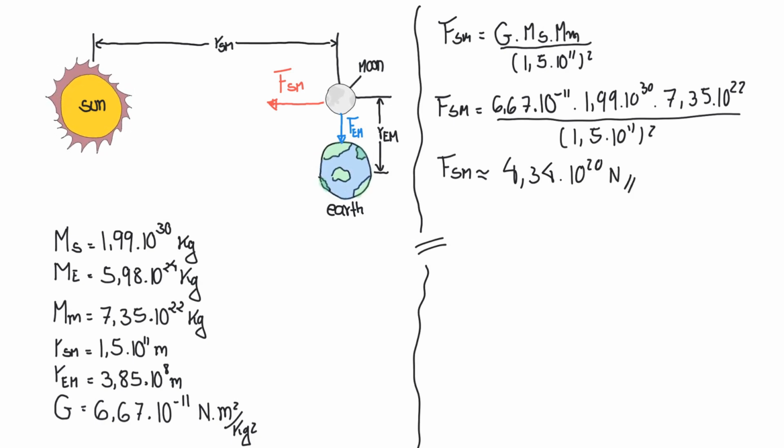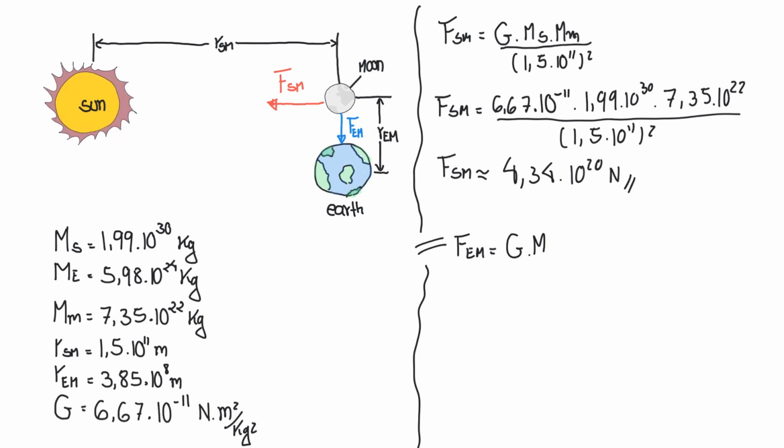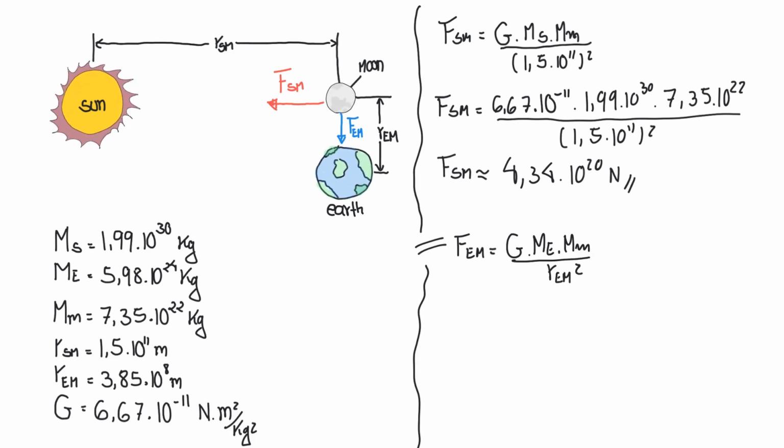Now we proceed to calculate the magnitude of the gravitational force exerted on the moon by the Earth. We do so by calculating Fem. It's very similar to what we had just done. The only thing that changes is that now we will use the Earth's mass and the distance between the center of the Earth and the center of the moon. So we have Fem equal to Newton's constant times the mass of the Earth times the mass of the moon divided by the distance between the center of the Earth and the center of the moon squared.